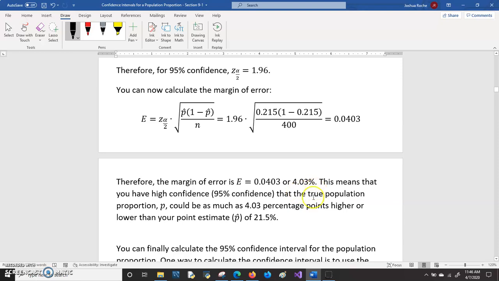The meaning of a margin of error is that if 4.03% is the margin of error, you have high confidence, in this case 95% confidence, that the true proportion could be as much as 4.03 percentage points higher or lower than the point estimate.